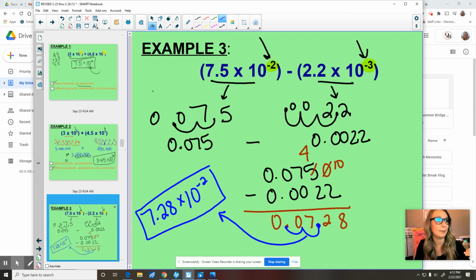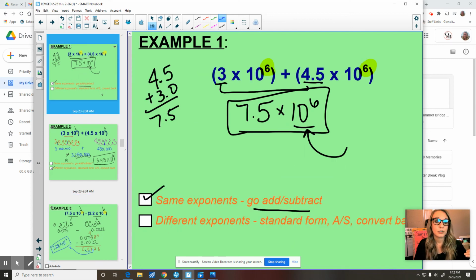So just to sum up, when you're adding and subtracting numbers in scientific notation, sometimes it's pretty simple. Like if you have the same exponent here, that's great. That's awesome because you can just add or subtract those first numbers and keep that power of 10 with the exponent as long as this first number is between 1 and 10. Okay, if you had something like 750, no, you'd have to convert that. But if it's less than 10, greater than 1, you're good to go.